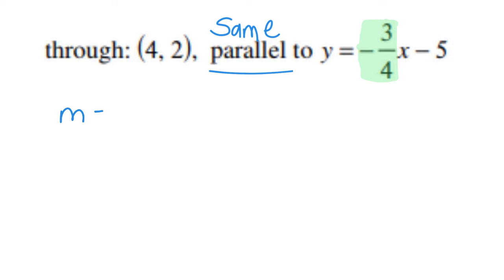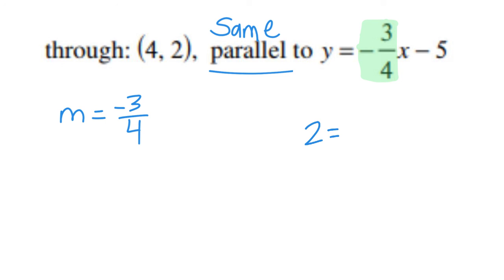So I already know my m. Now, I don't know the b. The b from this equation over here doesn't matter to me. It doesn't matter that this goes through -5. It makes no difference. What does matter is that I need a line that's got a slope here that goes through this point. So I'm going to use this slope and this point to find my b.